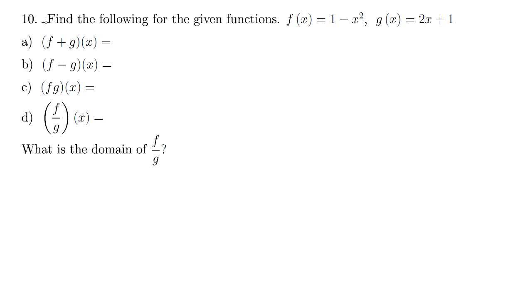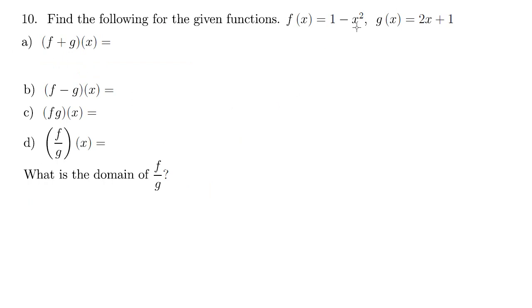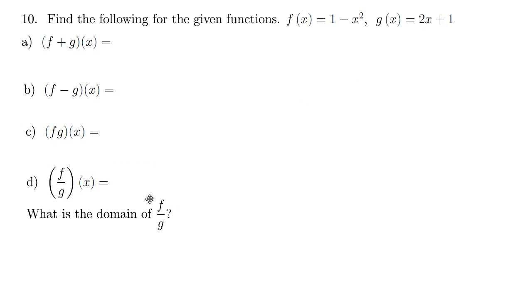Next up, we are combining some functions here. So we are given f of x is 1 minus x squared, and we're given g of x is 2x plus 1. And we first want to find the sum function here. So all you're going to do is add f of x and g of x. So you add the two equations.